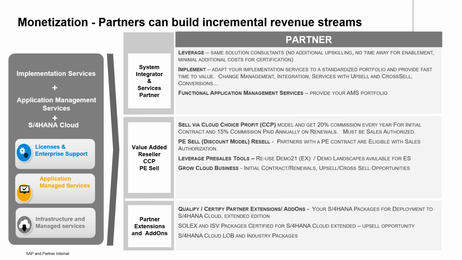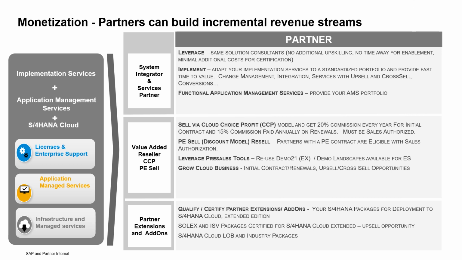As a value-added reseller, we offer 2 programs, the Cloud Choice Profit and the Partner Edge Sell program. As part of the enablement that you have taken, you've learned about the Cloud Choice Profit and Partner Edge resell. So if you're selling via Cloud Choice Profit model, you get a 20% commission every year for the initial contract and a 15% commission paid annually on renewals. You must be sales authorized.